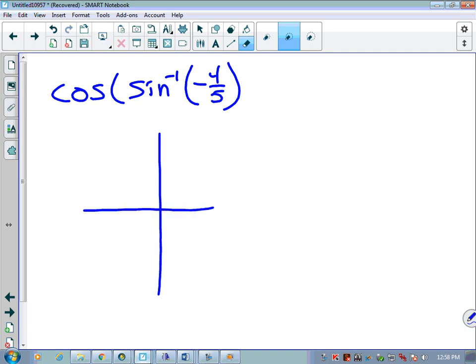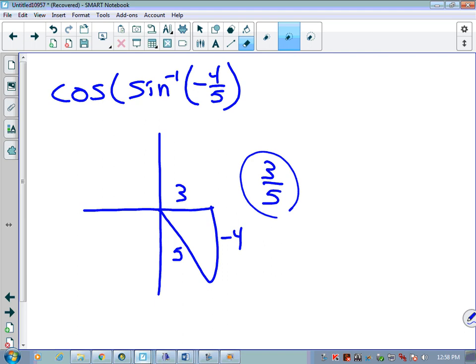Sine is opposite over hypotenuse, correct? So if I had an opposite of negative 4 over hypotenuse of 5, that would give me a 3, 4, 5 right triangle, where I've got negative 4, 5. If I wanted a cosine of this, it would be 3 over 5. So I end up getting 3/5 out of that. And whenever I check it in my calculator, I get 0.6, which is 3/5. Does that make sense?